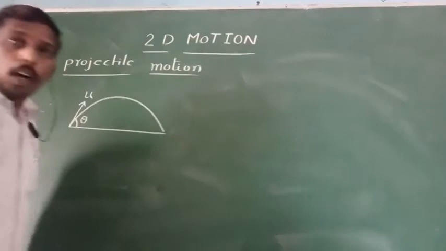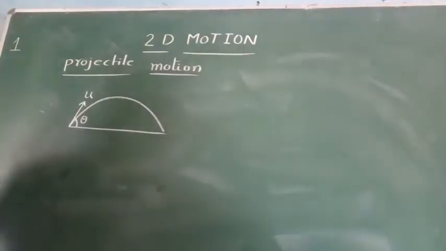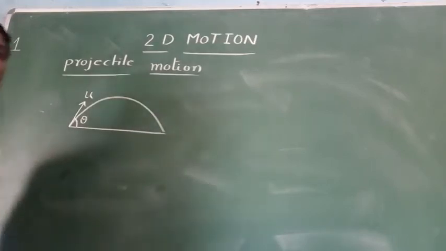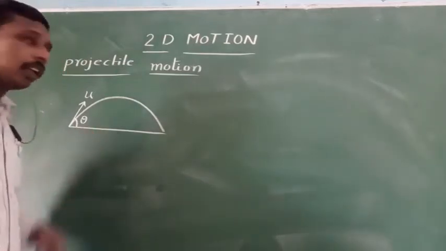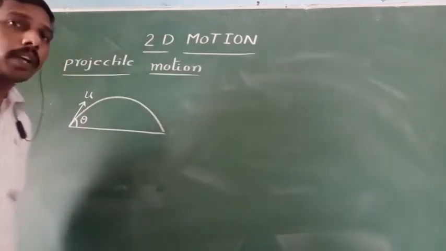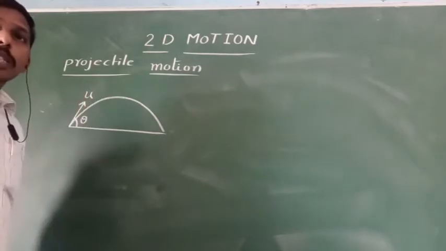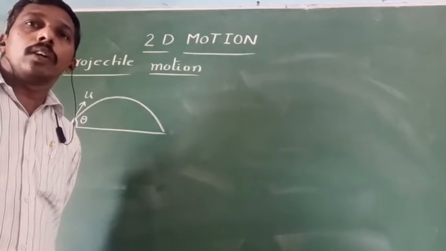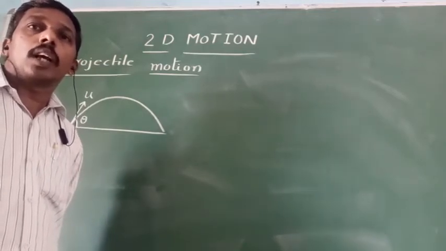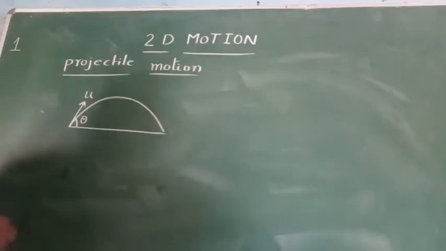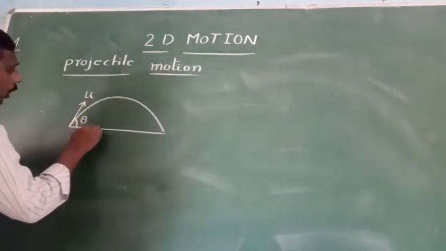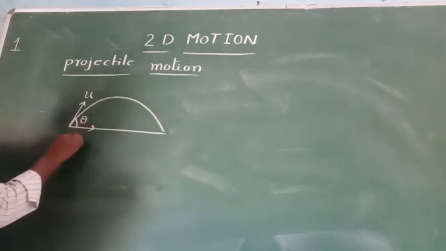Sir, in this oblique projection, the body is projected with velocity u. In this condition, the body simultaneously travels along the horizontal direction and the vertical direction. That's why first we should resolve this velocity into 2 perpendicular components, one along the horizontal direction and one along the vertical direction. The component along the horizontal direction is u cos theta.